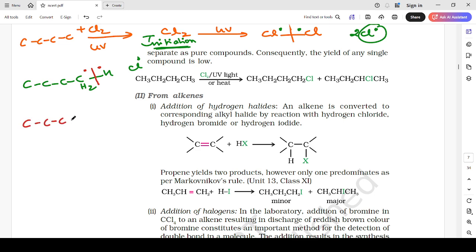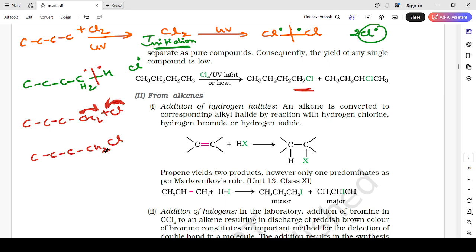Now what do I have? I am having CH2 dot. Cl dot will combine with each other. The arrow mark shows only one electron, each electron coming for the bond formation. I have formed this product. What you are doing is free radical monohalogenation.